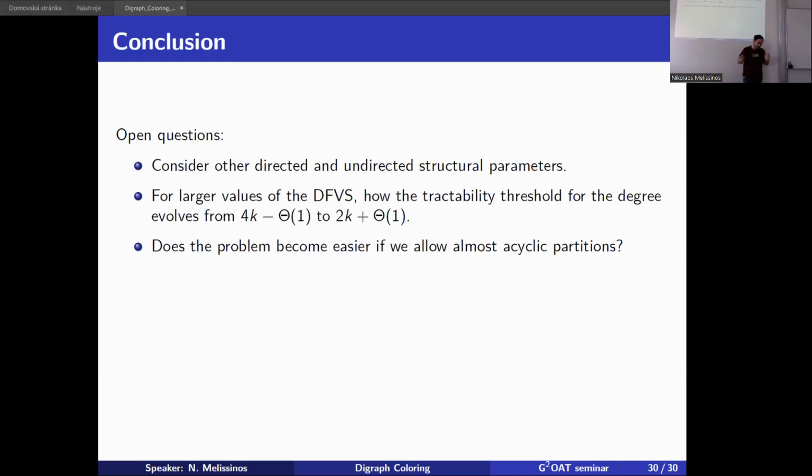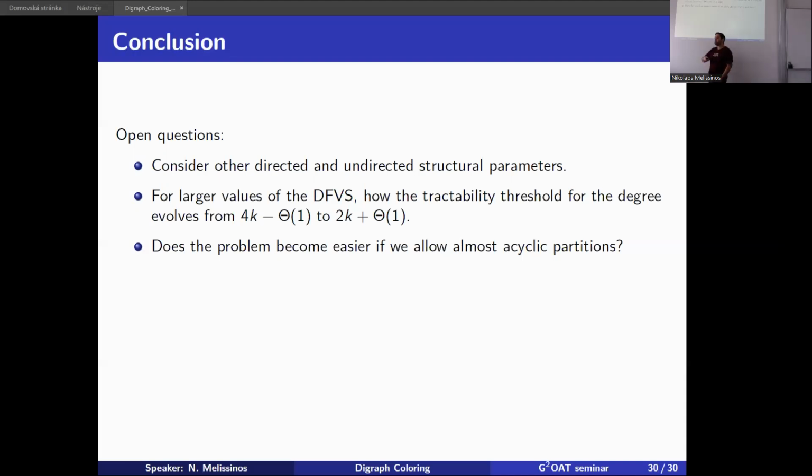Then it would be really interesting to see what happens if we allow higher values of directed feedback vertex set, because we saw that the problem becomes tractable if the directed feedback vertex set is k and the maximum degree is 4k minus 3. But the problem also becomes tractable if you have unbounded feedback vertex set and the maximum degree is 2k. So it's interesting to see what happens in between. What happens if we allow directed feedback vertex set of size k square or something like that.